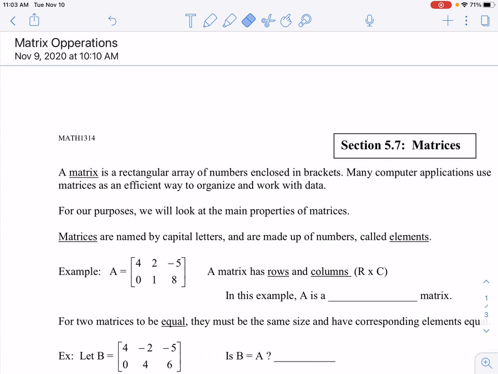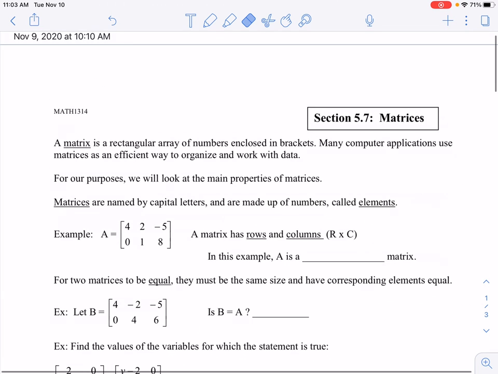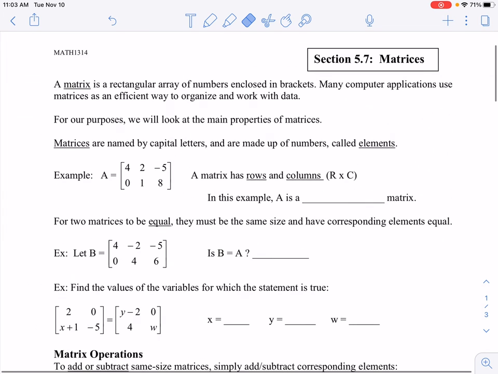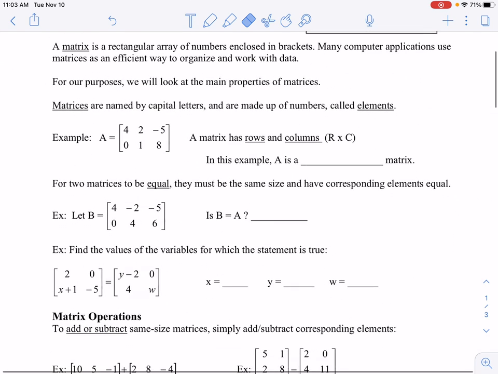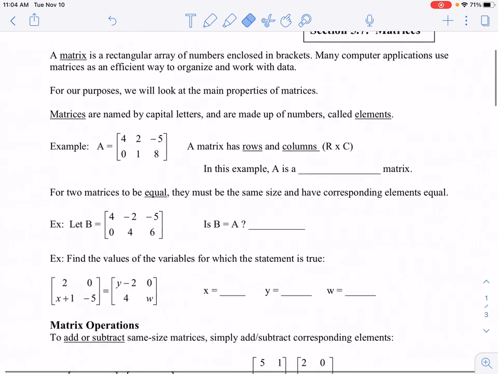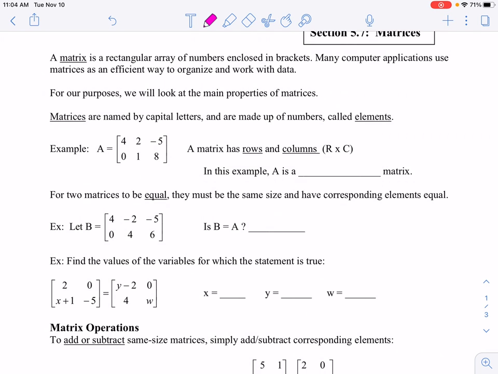Okay, so a matrix is a rectangular array of numbers enclosed in brackets. Like I said, many computer applications use matrices to organize and work with data. We're just going to talk about the main properties and some operations. They're named by capital letters. So, for example, A equals this matrix. And again, it's got the little brackets, and so that's how we know it's a matrix.